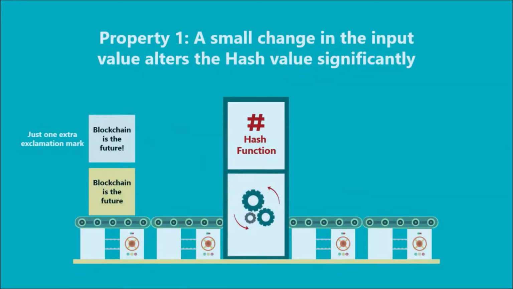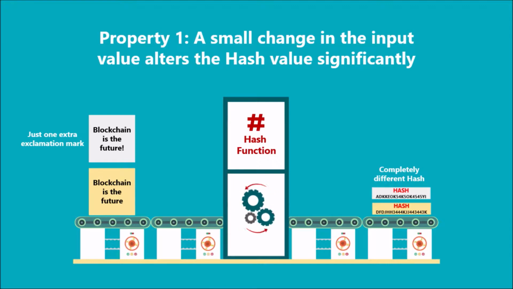A small change in the input value alters the hash value significantly. One of the unique properties of a cryptographic hash function is that even a small change in the input value brings about a drastic change in its output value. This is even referred to as the avalanche effect. In the given example, when the first input is passed through the hash function, a specific output or hash is generated. Now, when a small change is made in the input data, you can see that the new hash generated varies significantly from the earlier hash.